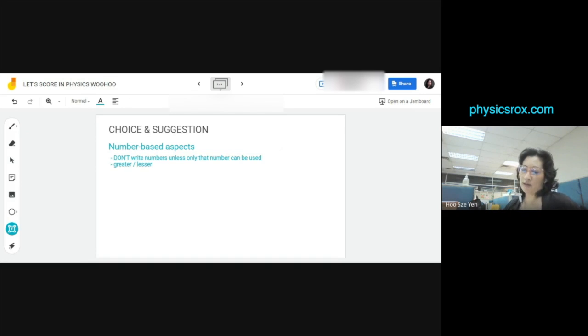An example where only that specific number can be used would be fuse values, electricity. If the question asks what fuse is suitable for this particular circuit, then you have to calculate the current. You must choose the correct fuse, because if you just put lower or higher, how low is low? Then we get the largest fuse possible. Is that going to work? No, because there's a specific fuse you must use.